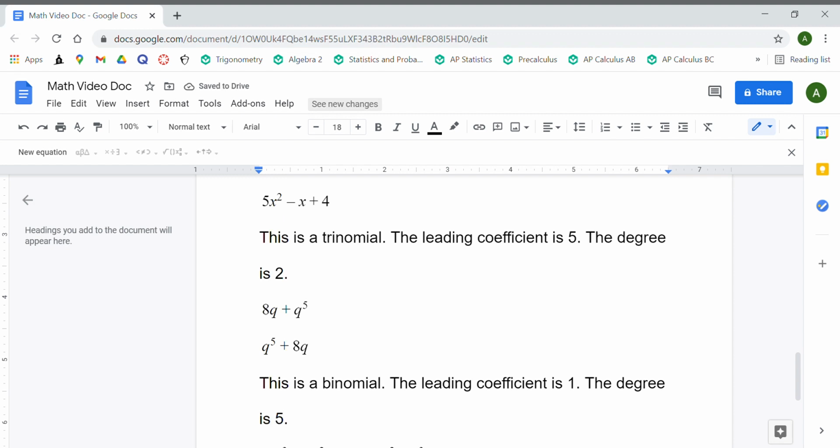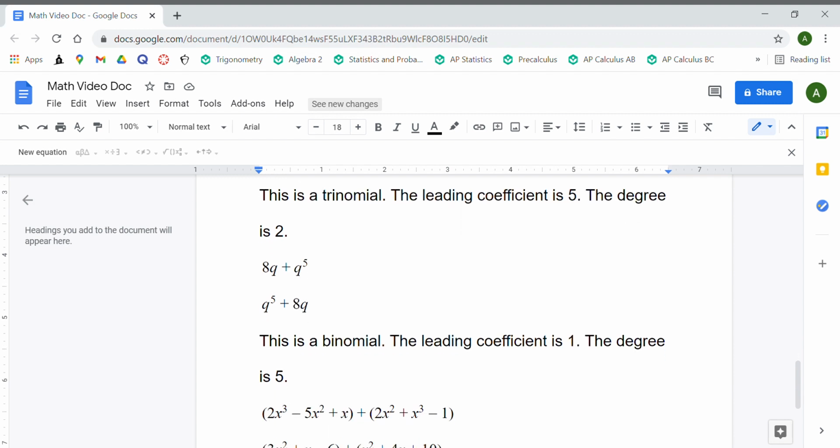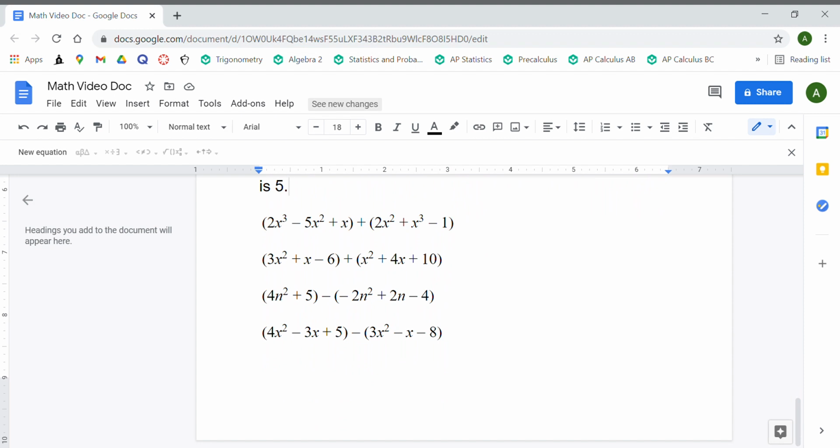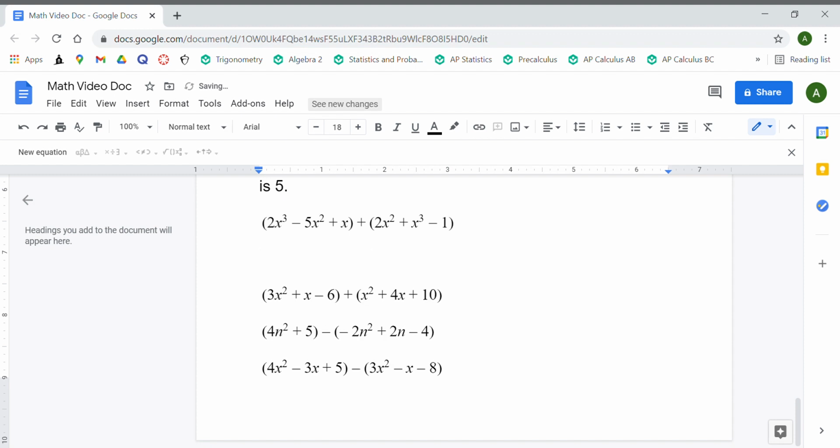Alright, so that's pretty much the basics of polynomials. Now, are you ready to perform some operations with them? Well, I hope you aren't, because we're going to get down to it right now. So here's a problem that I'm going to be working out for you.